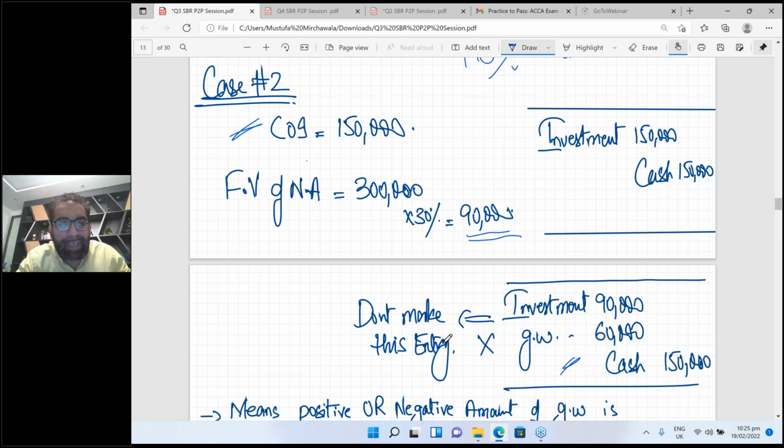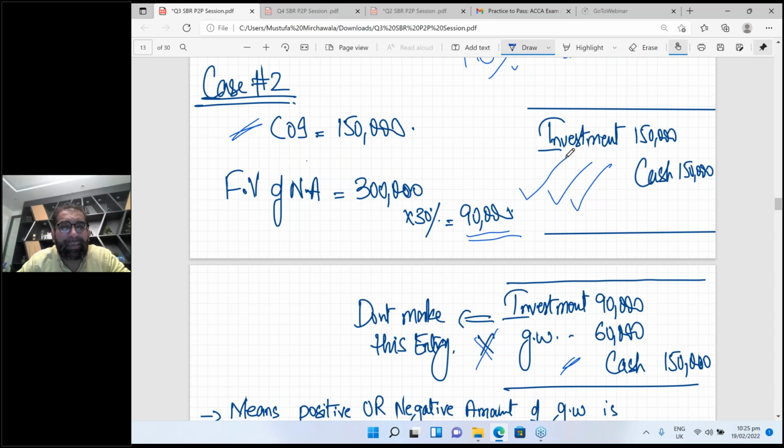But see what I have written here. Cross, don't make this entry. The standard says simply make this entry: investment debit and cash credit. Include the goodwill inside your investment. This is the correct entry. Yes, you recognized the goodwill the way you do in consolidation, but you include it in this investment.